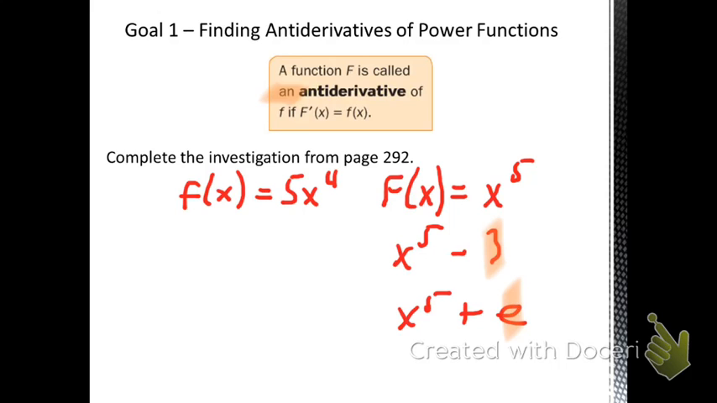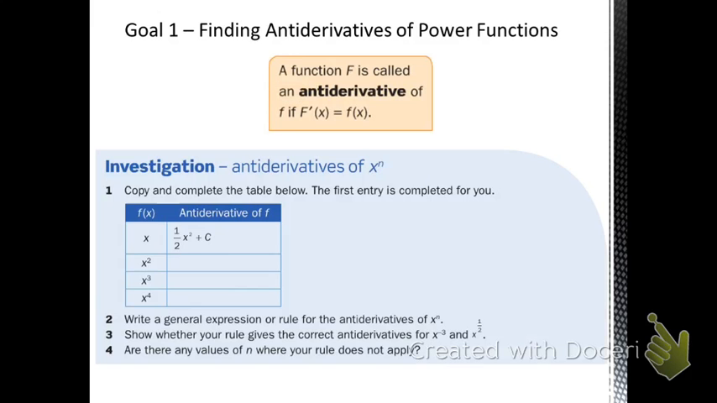Let's move on to that investigation from page 292 that my little caption is telling you to look at. And here is that investigation. What it's trying to do is to get you into the mindset: what is it that you have to do in order to find the antiderivative of some function? Within this investigation, the first thing it's telling you to do is to copy and complete the table below. It tells you the first entry is completed for you, and we need to take a careful look at that first entry right there.